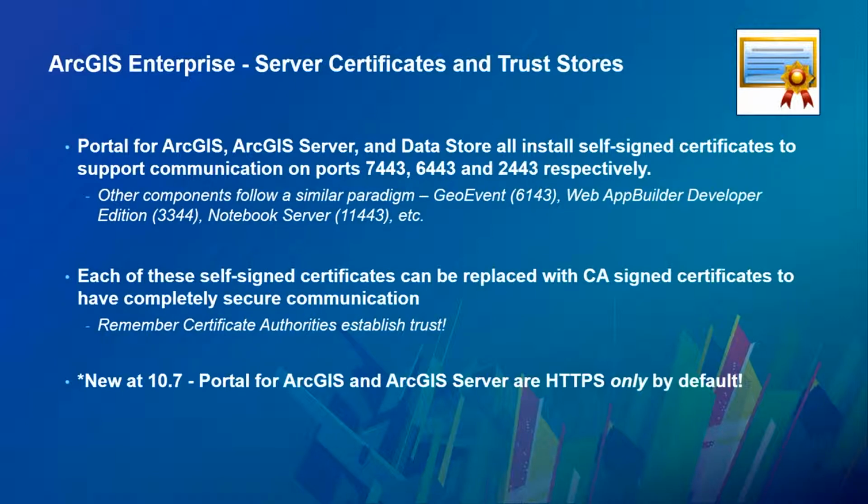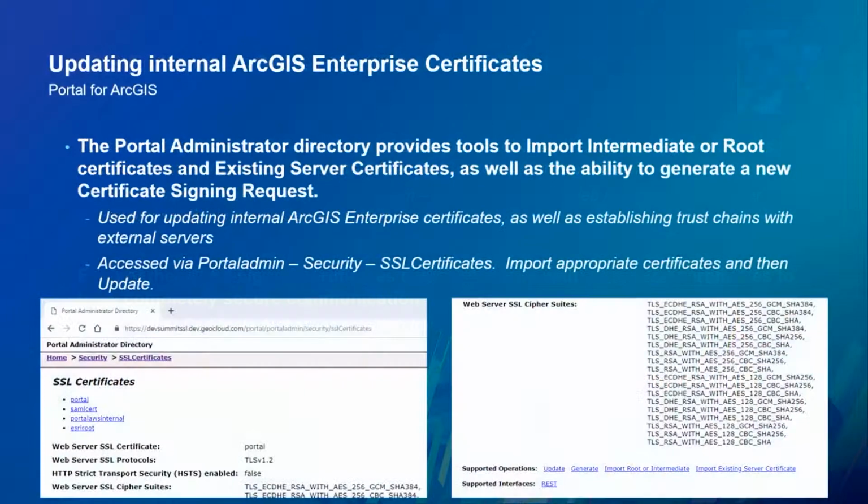Sure. So the question is that, hey, we have CA, Certificate Authority, signed server certificates for those internal ports, 6443, 7443, 2443. Can we replace that? And the answer is yes, absolutely. You can replace that. You can put those on there.